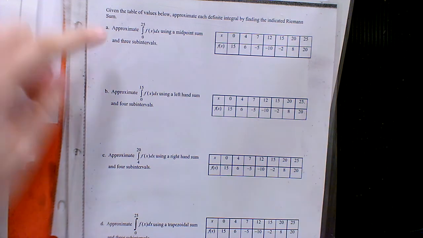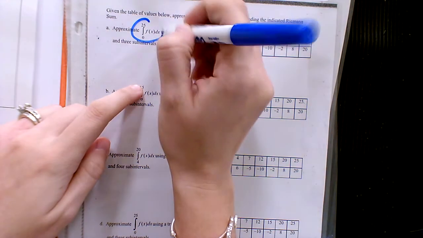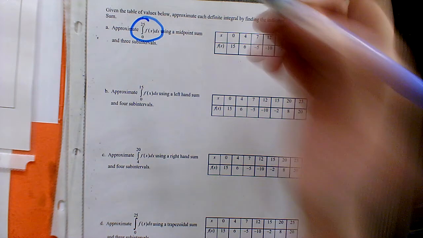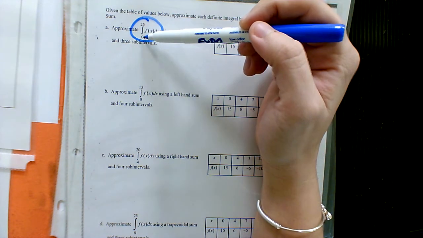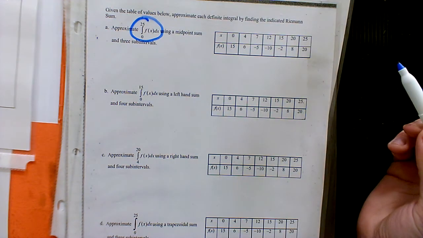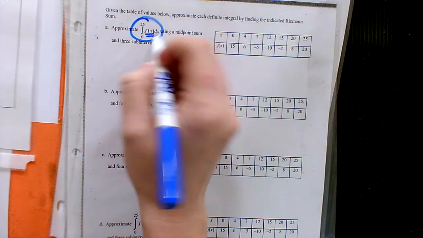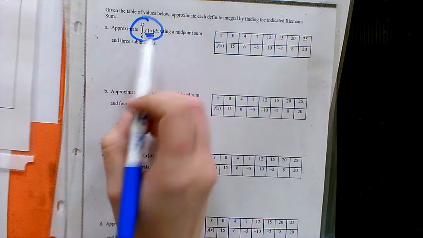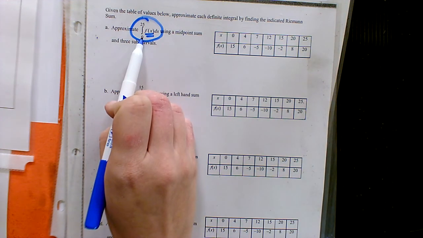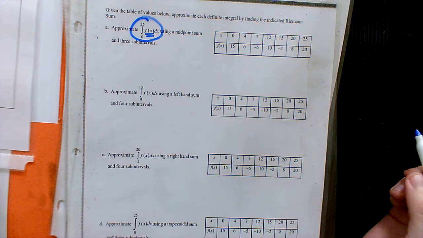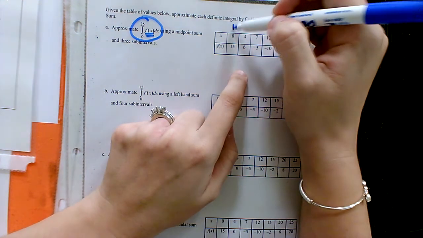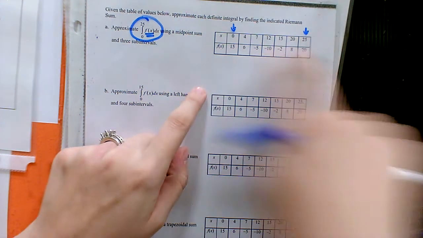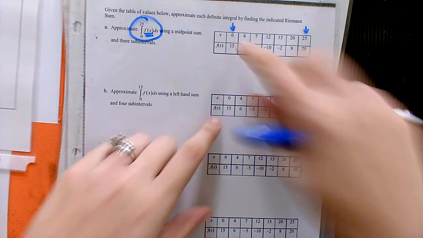So if we look at the first one, it says approximate. Now if you look at the notation, if we read it out loud, we would say the integral of f of x from 0 to 25. So the integral means area under the f of x graph. The area is going to start at the x value of 0, and the area is going to end at the x value of 25. So those numbers on the top and bottom are giving you the interval or the bounds. So looking at the table, x value of 0, x value of 25, it looks like we're going to have to go all the way through the table for this case.